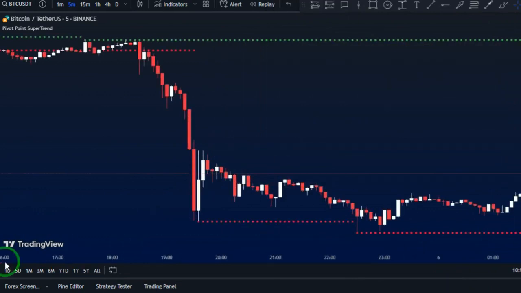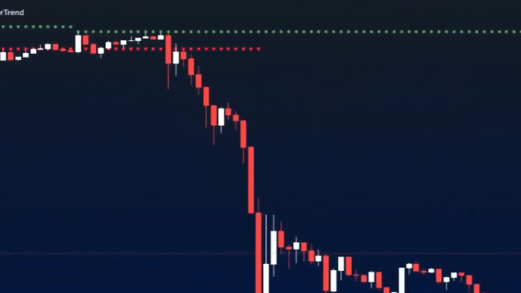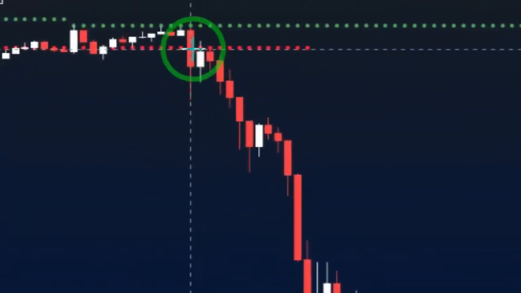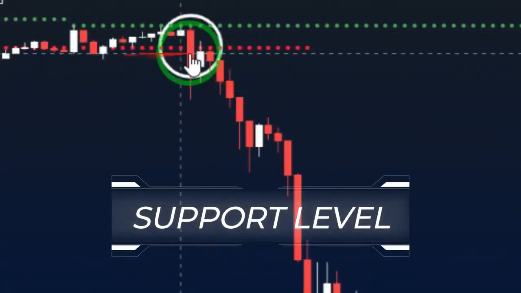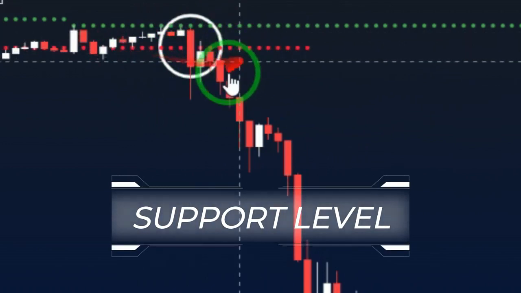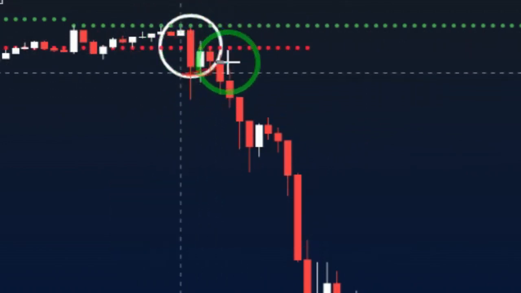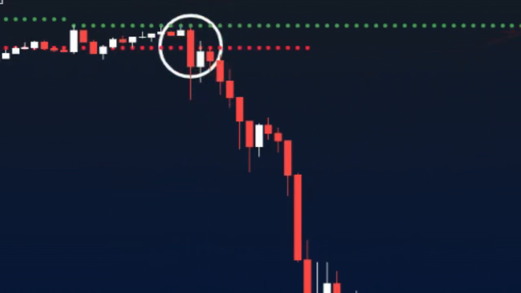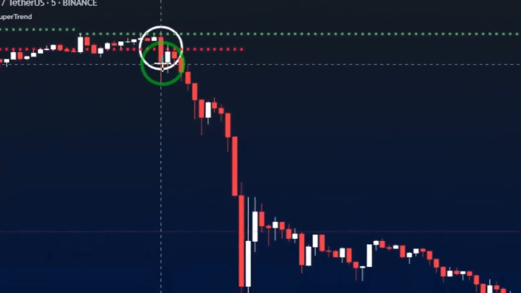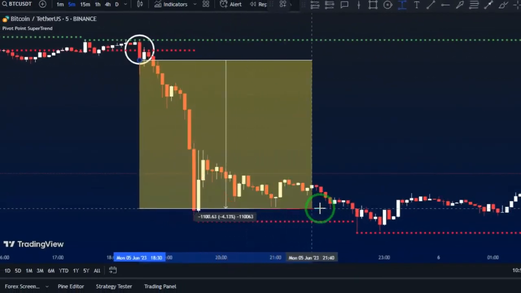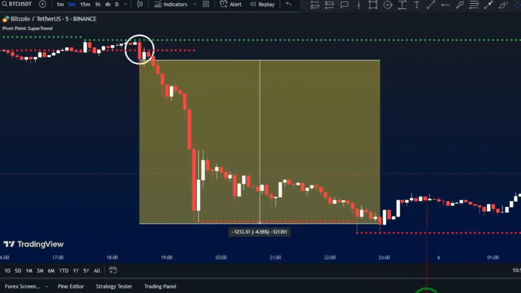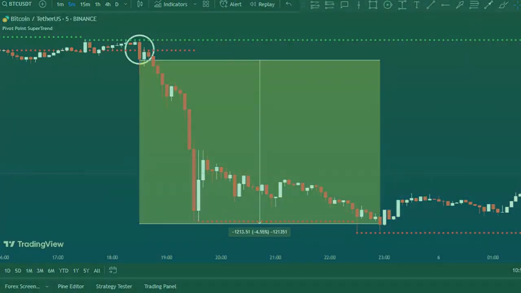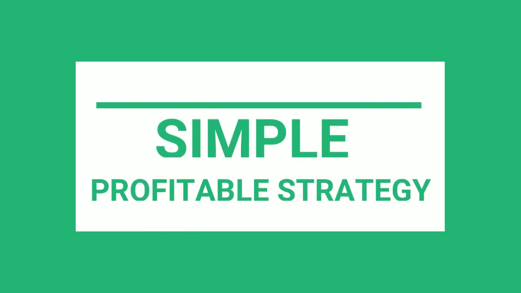For short trades, you look for breakouts below the red dots marked by the indicator. When a candle closes below a red dot, it means a support level has failed and a downtrend may be starting. So these support breakdowns could serve as potential entry points for short trades. As you can see, the logic is so simple.